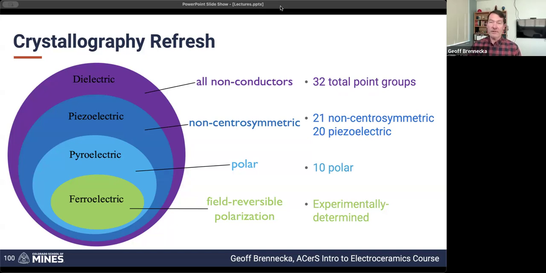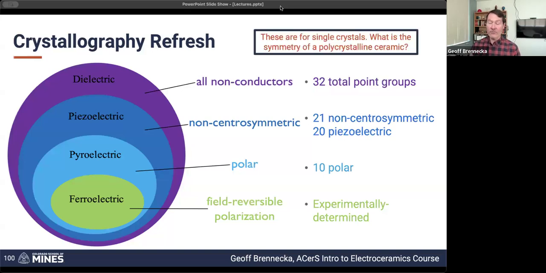But we also want to be able to take advantage of ceramic processing techniques so we can make cheaper things out of powders, so that we can make more complex shapes out of powder, so we can make more complex chemistries. So what does this really mean if we're dealing with crystal, or if we're dealing with ceramics? All of the relationships we talked about have been for single crystals. What does that mean for a polycrystalline ceramic? So what is the symmetry of a polycrystalline ceramic?